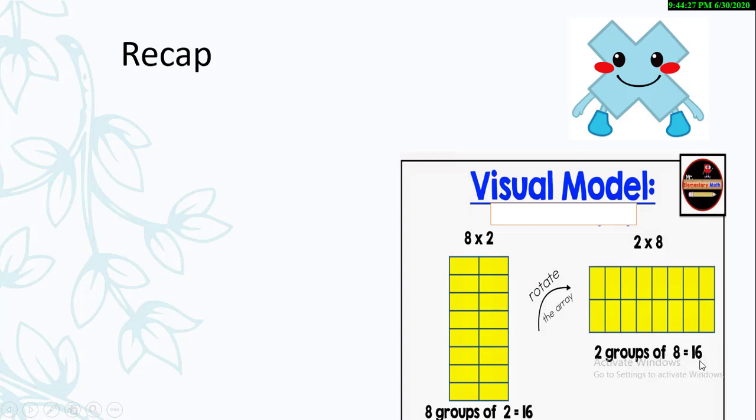So this is a basic rule of multiplication, that you are allowed to swap the places of these two numbers. For example, you can say 8 2s or 2 8s.